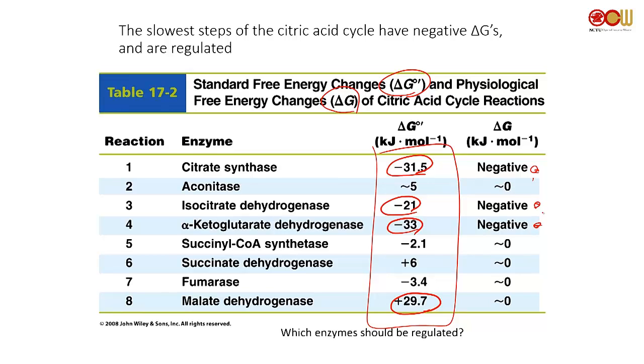They're going to be negative because they're going to be controlled. So in the TCA cycle, you're going to control these 3 enzymes. Malate dehydrogenase. This one is going from malate to oxaloacetate, producing NADH. Delta G is plus 30. Then how come the real delta G is about 0?